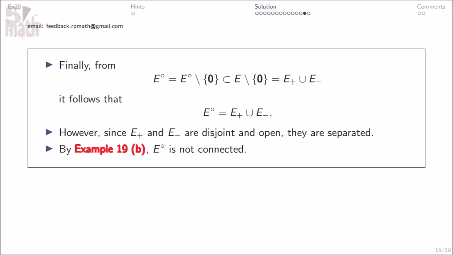Finally, from this, it follows that E suc equals E positive union E negative. However, since E positive and E negative are disjoint and open, they are separated. By example 19b, E suc is not connected.